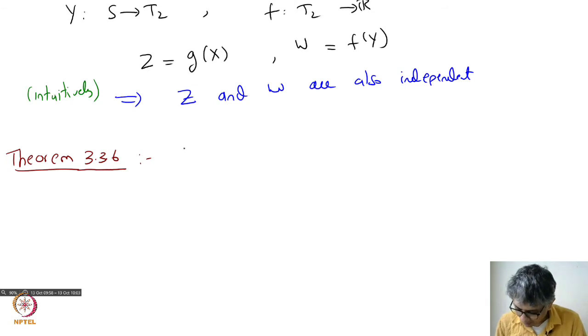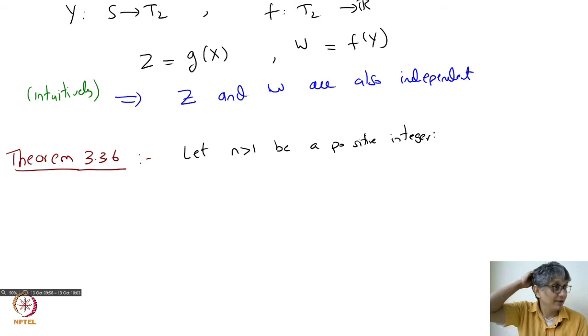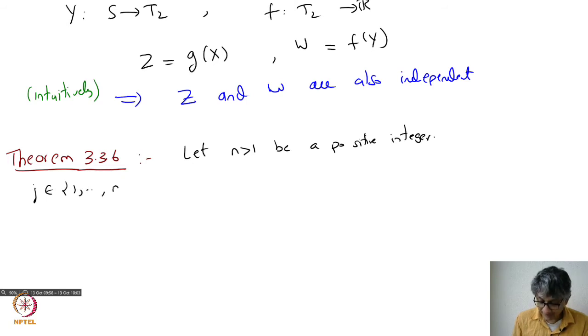So let n be greater than or equal to 1, a positive integer. I'll take n bigger than 1, so that I at least have two random variables in my collection. I'll write a general theorem down. And let's say I take j in the set 1 up to n.